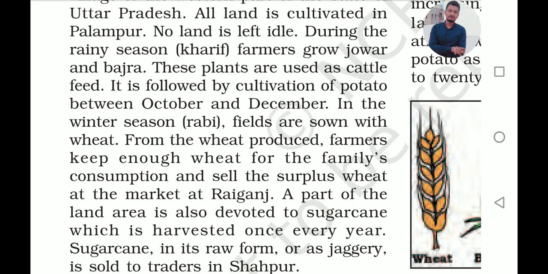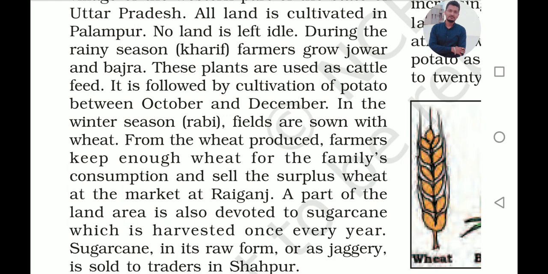use for cattle feed, for feeding cattle like buffaloes and cows. These crops are jowar and bajra. It is followed by cultivation of potato in the months of October to December. In the winter season they grow wheat here, and from the wheat produce farmers keep enough wheat for the family's consumption.